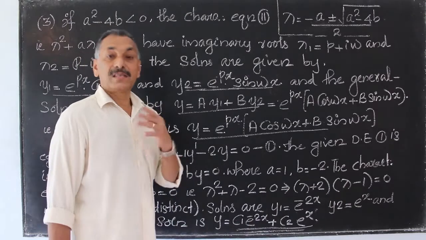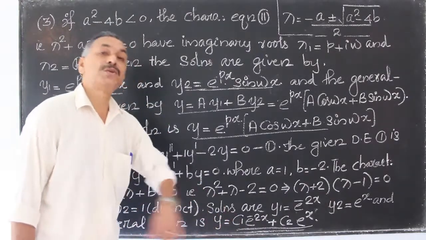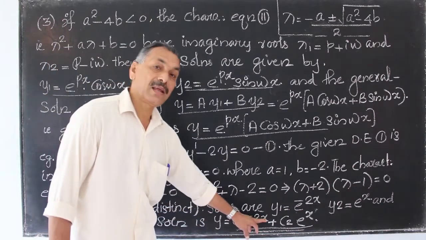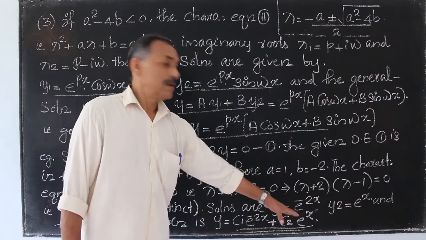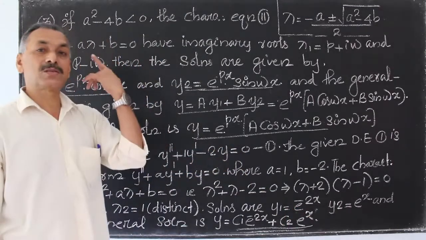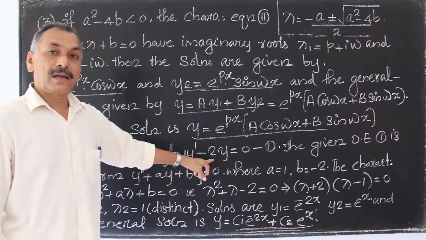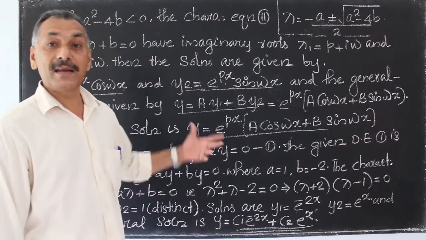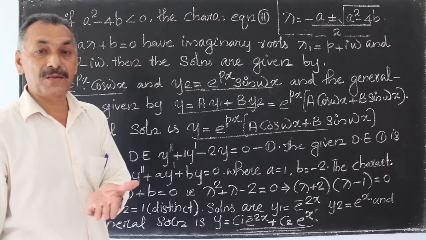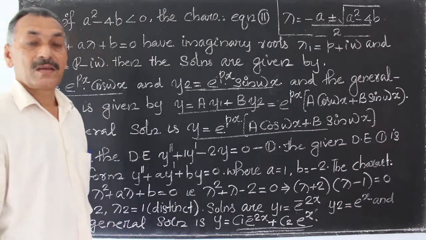Then what is the general solution? The general solution is c1 into y1 plus c2 into y2. That is c1 e raised to minus 2x plus c2 e raised to x. We need to understand that this is the simple way to solve a differential equation with constant coefficients.